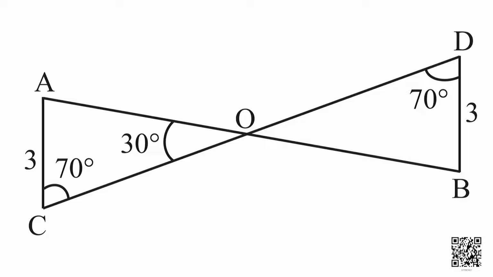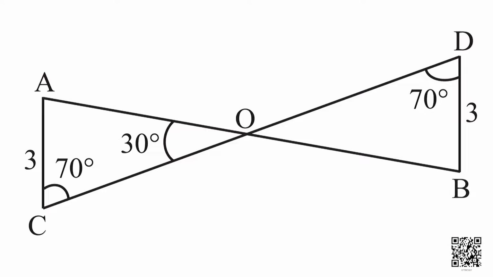So, angle A of triangle AOC equals 180 degrees minus (70 plus 30) degrees, which equals 80 degrees, which we have found out by using the angle sum property of a triangle. Similarly, we can find the angle B of triangle BOD, that is also 80 degrees.